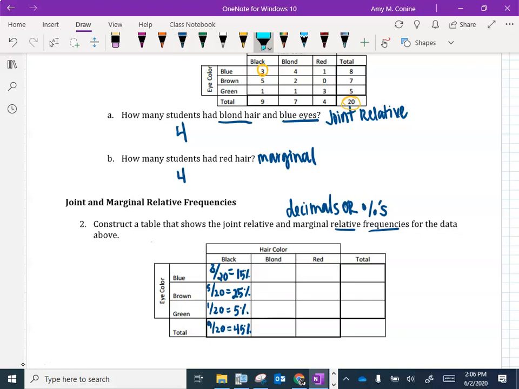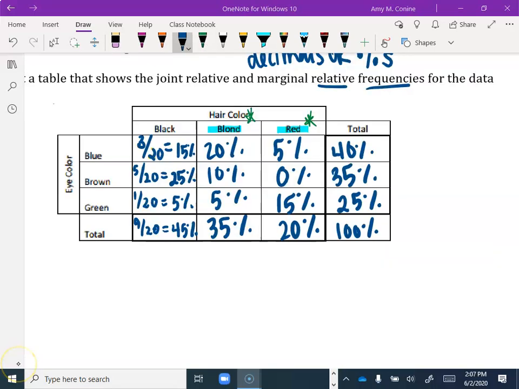So for blonde and red hair, I want you to go ahead and do the blonde and red hair on your own, and then I'll show you the numbers for totals. Okay? All right, so these are the percents that you should have for the blonde hair and red hair columns. So to get your totals, all I did was add across my rows to get my totals for the right, just like we did in the columns.